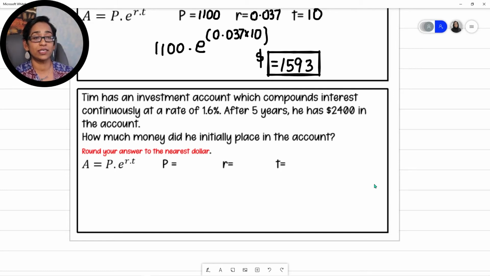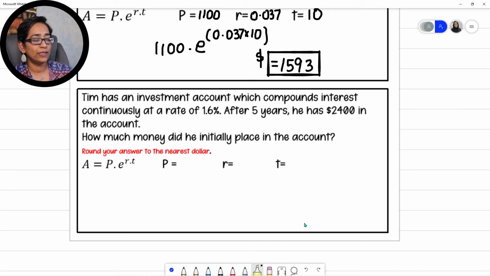Okay, now let's look at the next problem. Tim has an investment account which compounds interest continuously. So always look for the keyword that says compounding continuously at the rate 1.6 for 5 years. So after 5 years, he has $2,400 in the account. How much money did he initially place in the account? So this is we're going backward direction.